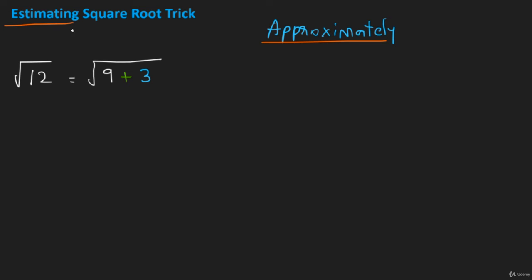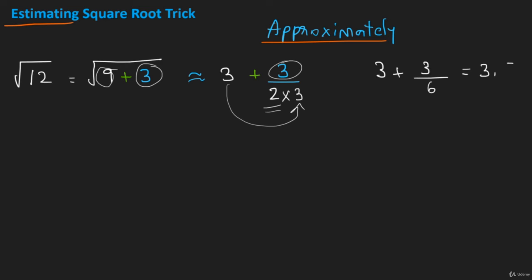Now the way to approximate this is, first you write the square root of 9, which is 3 over here. That's 3. And then you add this 3. This 3 comes over here, and you divide it with 2 times whatever you got over here. So this 3 comes over here. So this will be equal to approximately 3 plus 3 by 6, which is equal to 3.5, right? 3 by 6 is 1 by 2. So 3 plus 1 by 2 is approximately 3.5. You can check in your calculator. Square root of 12 will be approximately 3.5.